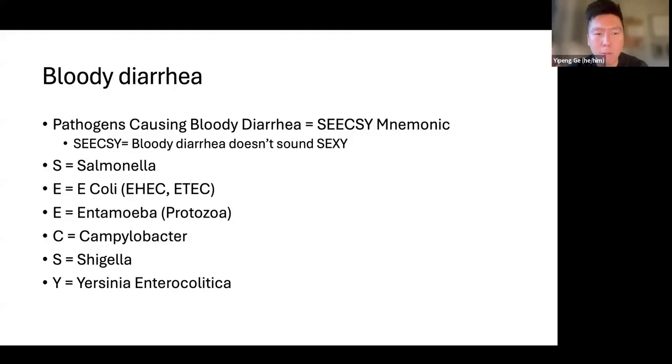So just know really that bloody diarrhea is not great, and perhaps a sample can be taken so that we get a better picture of what kind of bacteria is causing it, or we can start some empiric treatment as well, which I have on a later slide around treatment.